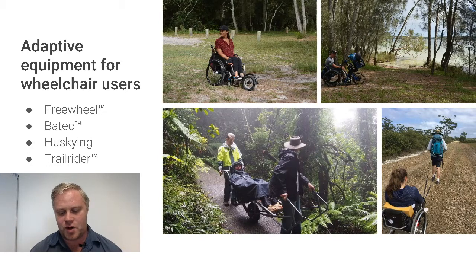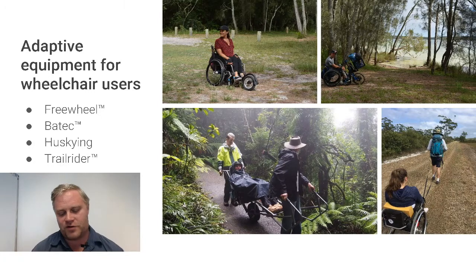The gentleman on the right is a piece of equipment that's similar. The brand name of this one is a Baytech, but it's a powered version. So he rides it a little bit like a motorbike, has a throttle, and he can get up to quite some speeds along his trails. But this is a bit of equipment that means that he could do multiple tens of kilometres for a bushwalk and spend a lot of time out there, and carry a lot of gear as well.